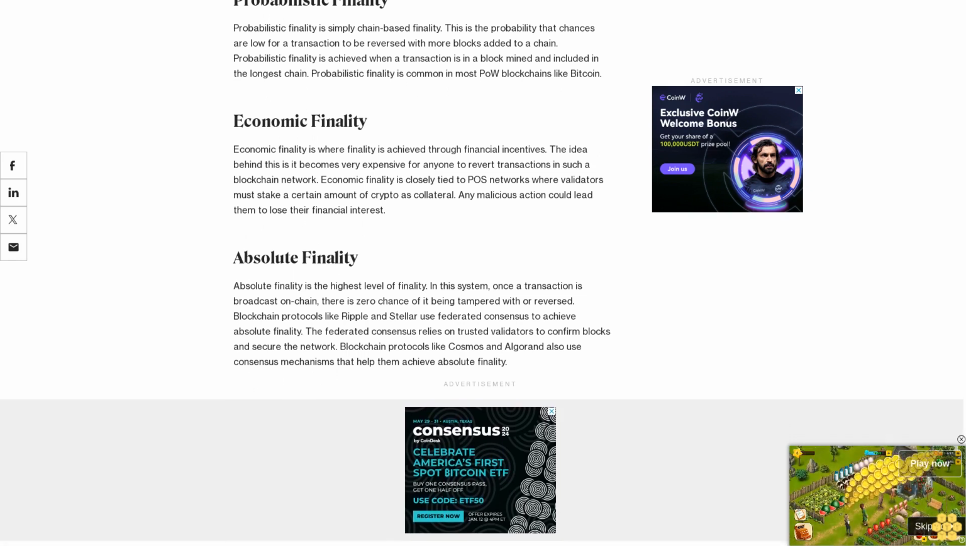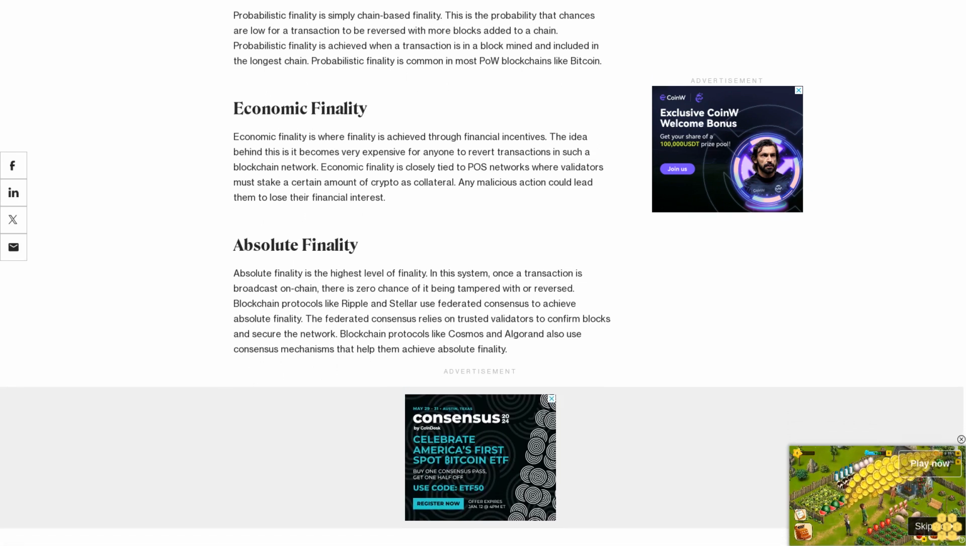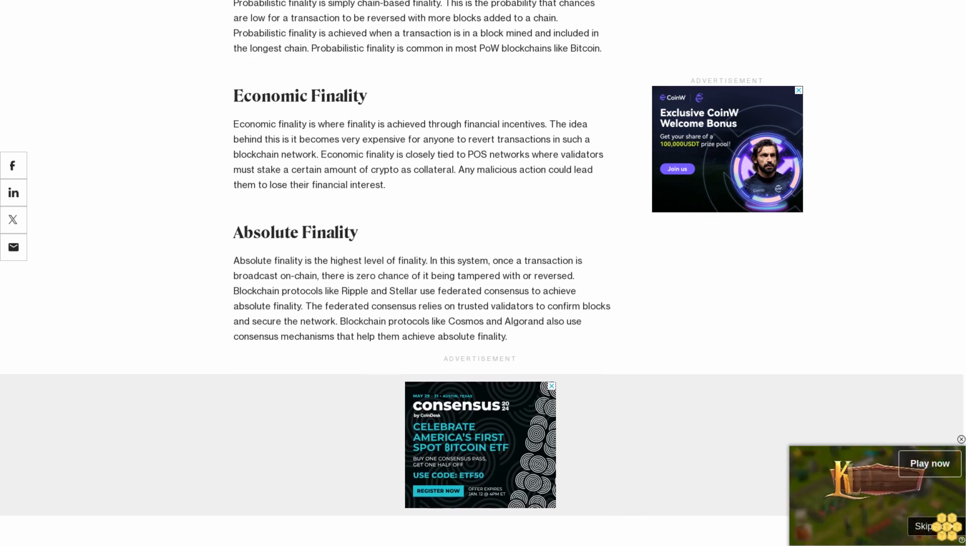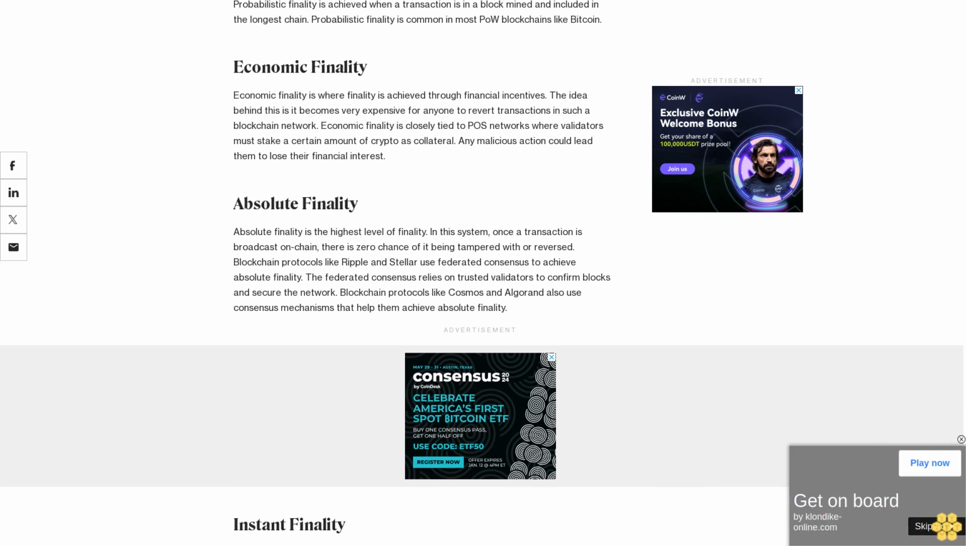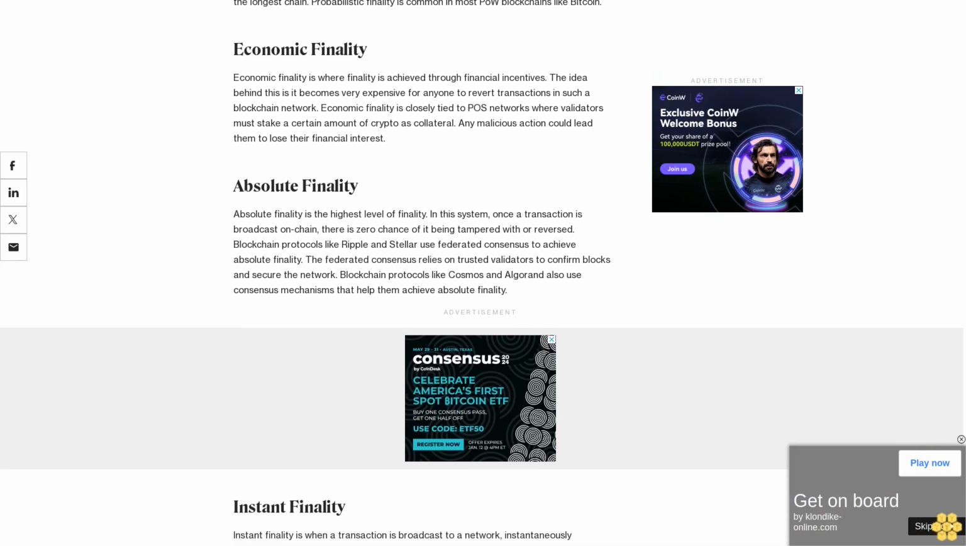Final words. Block finality is a cornerstone of blockchain technology and is essential for the success of crypto transactions. As blockchain technology evolves, achieving fast and secure finality will be essential for future developments.